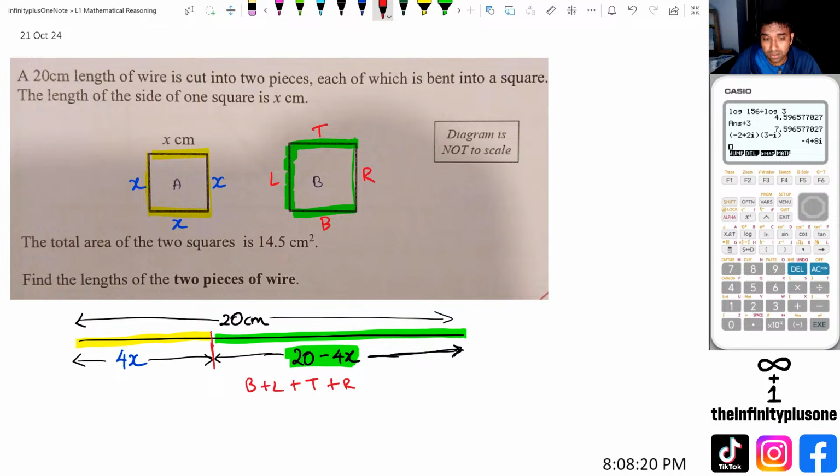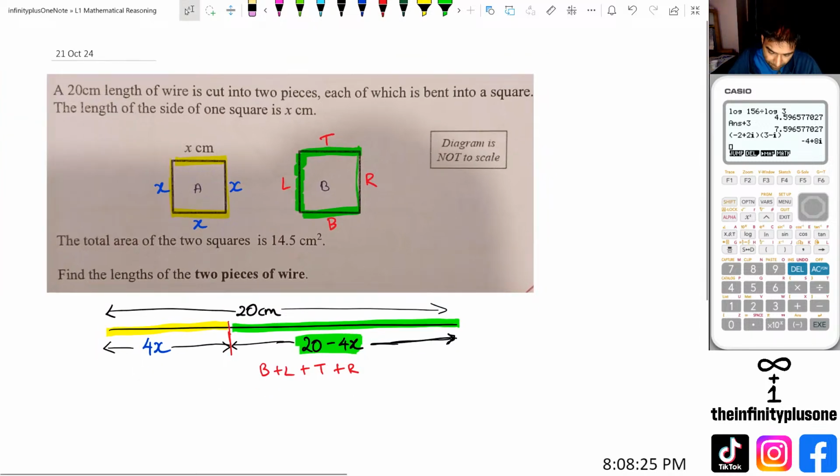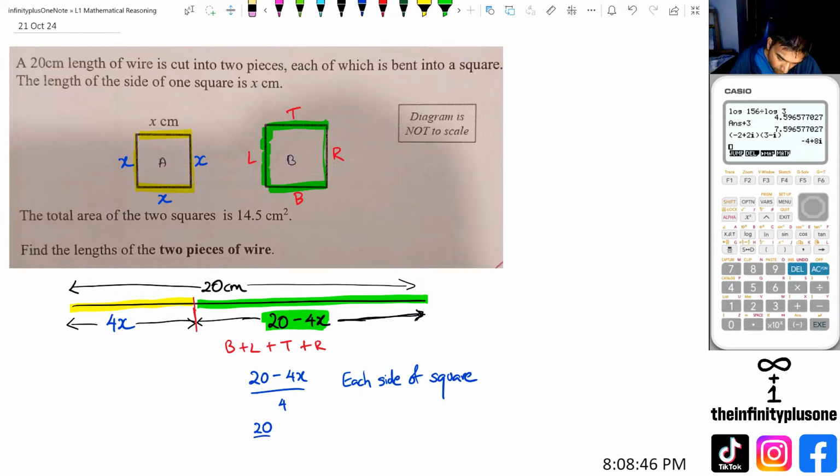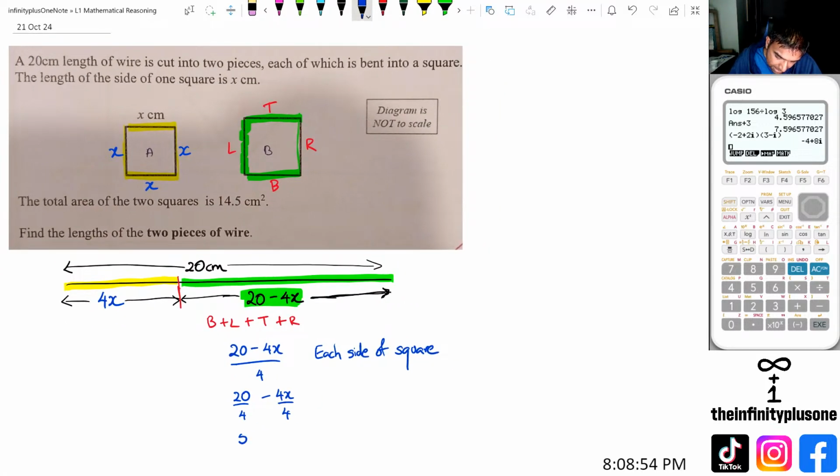Now it is a square. So because it's a square, we can say that all of those 4 sides are equal to each other. And if all 4 of the sides are equal, then what we can do is (20 minus 4x) divided by 4 for each side of the square. When we do this, we get 20 divided by 4 minus 4x divided by 4. And what we get is 5 minus x.